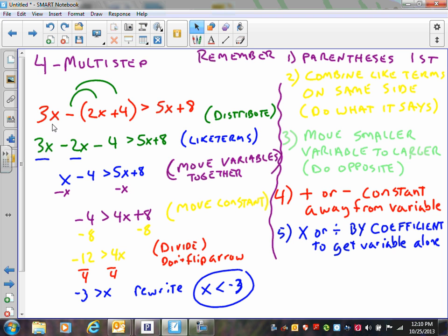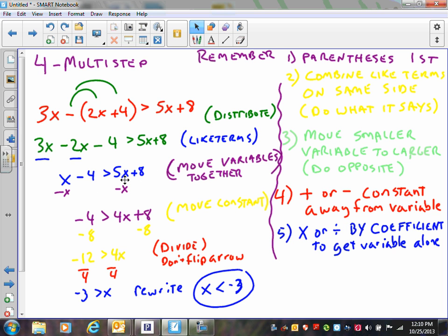So in this example, we have 3x minus the quantity 2x plus 4 is greater than 5x plus 8. I have parentheses, so I have to distribute. If you don't see a number there, it's like a 1. So I multiply negative 1 times 2x, and I multiply negative 1 times 4. I still have the 3x. Negative 1 times 2x is negative 2x. Negative 1 times 4 is negative 4. And over here, I still have greater than 5x plus 8. I do have like terms, this 3x and this minus 2x. I subtract those, I get x. I still have the minus 4. I still got the greater than 5x plus 8.